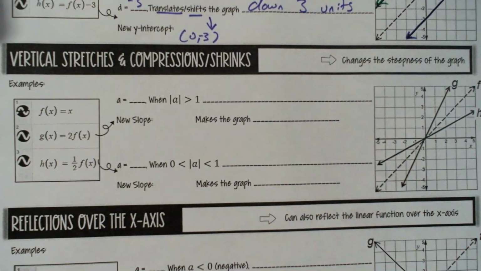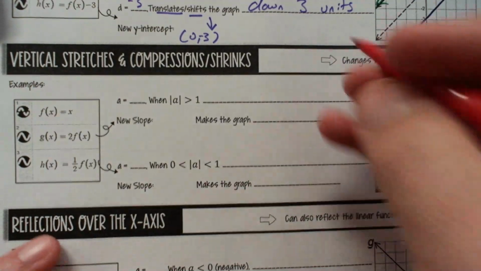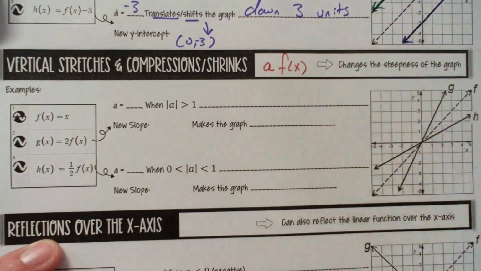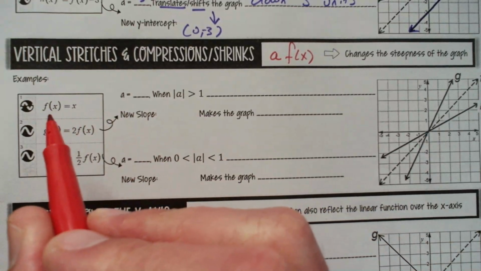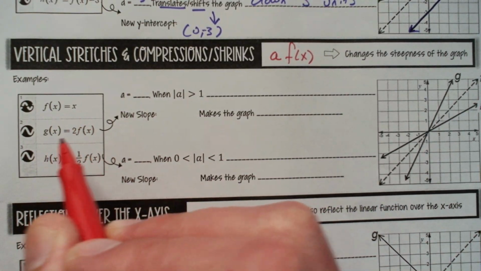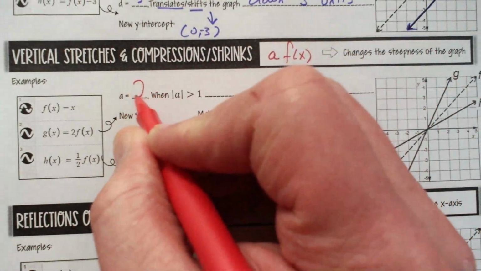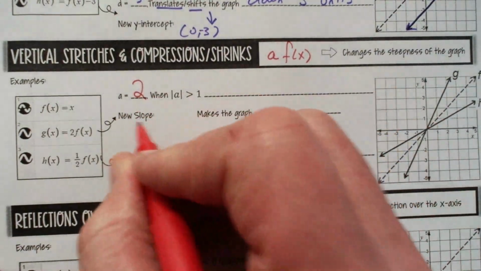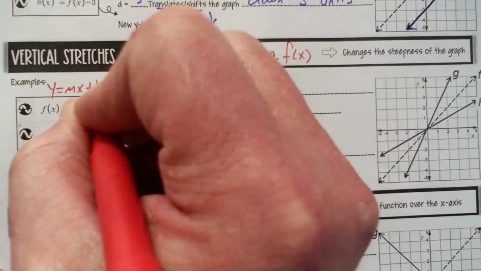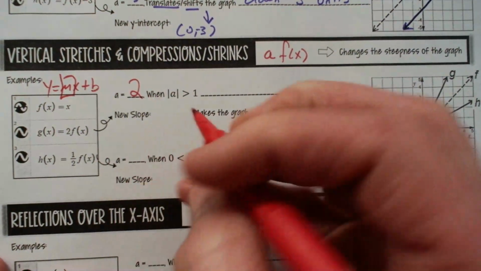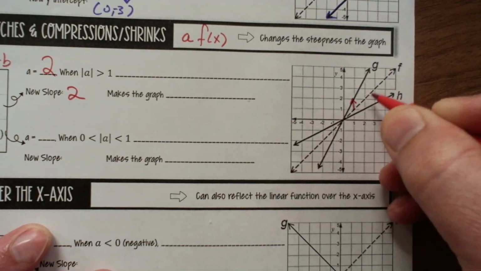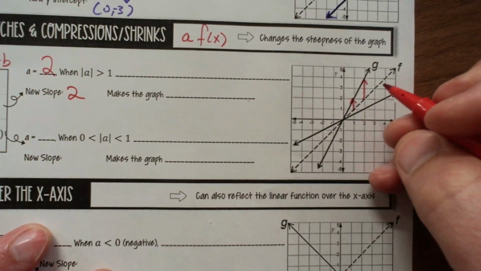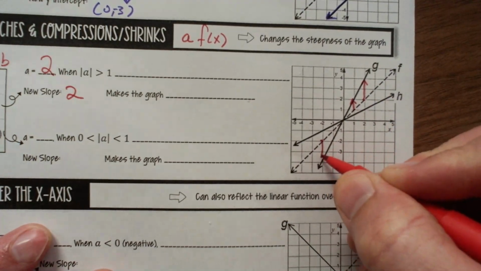In vertical stretches and compressions, we're going to take our function, f of x, and multiply it by a value. I'm going to call that value a. So, for example, we start by graphing f of x equals x. Then we create an a value of 2. Because this is an a value of 2, this actually affects our slope. In y equals mx plus b, this is going to affect our slope value. Our slope here is 2. So what's happening is we're taking these points and stretching them up, doubling this distance, and we're also stretching this down.